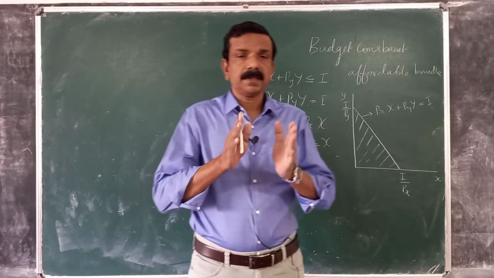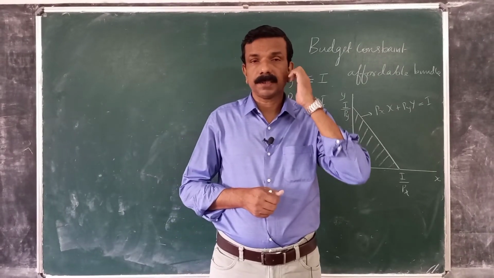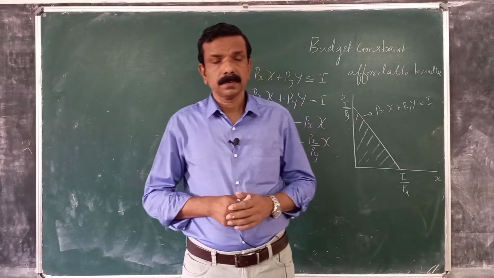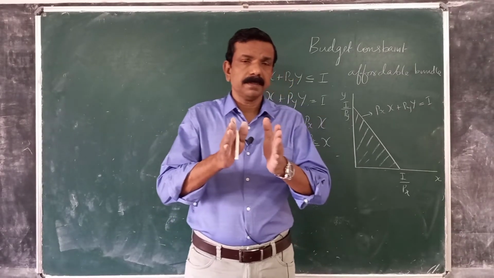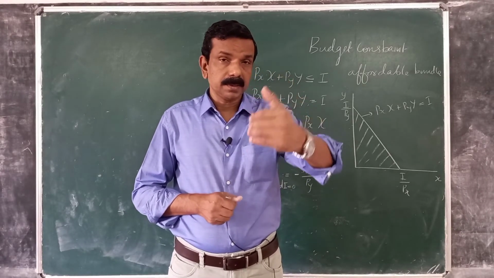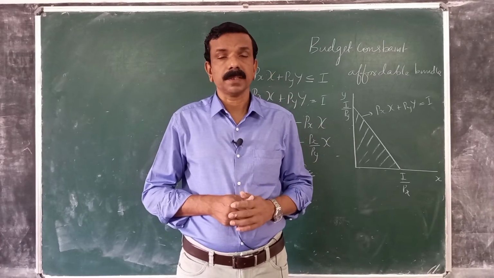And the slope of the budget line has a very nice economic interpretation. The economic interpretation is that the slope of the budget line measures the rate at which the market is willing to substitute X for Y.